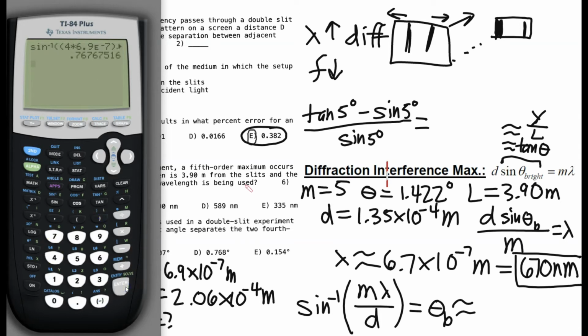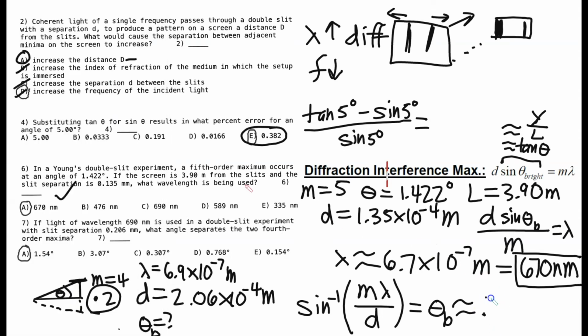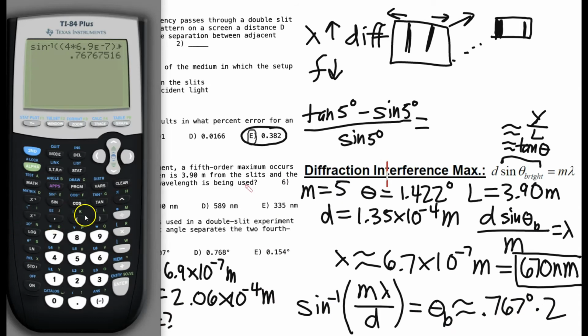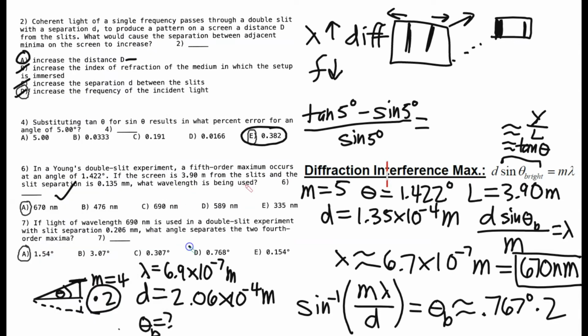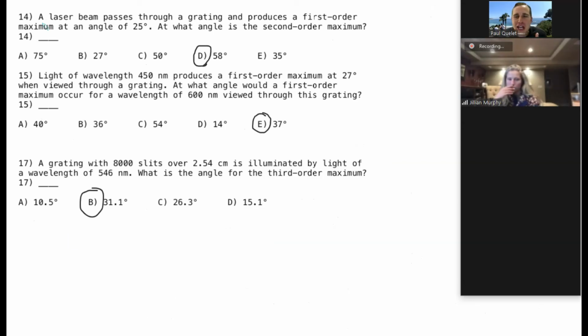I'm hitting it with inverse sine. So I've got this angle is about 0.767 degrees. So if we double that, we've got to do times 2 to get our answer. If I just double that in my calculator, because of symmetry, I've got about 1.5353. So 1.54 sounds about right.